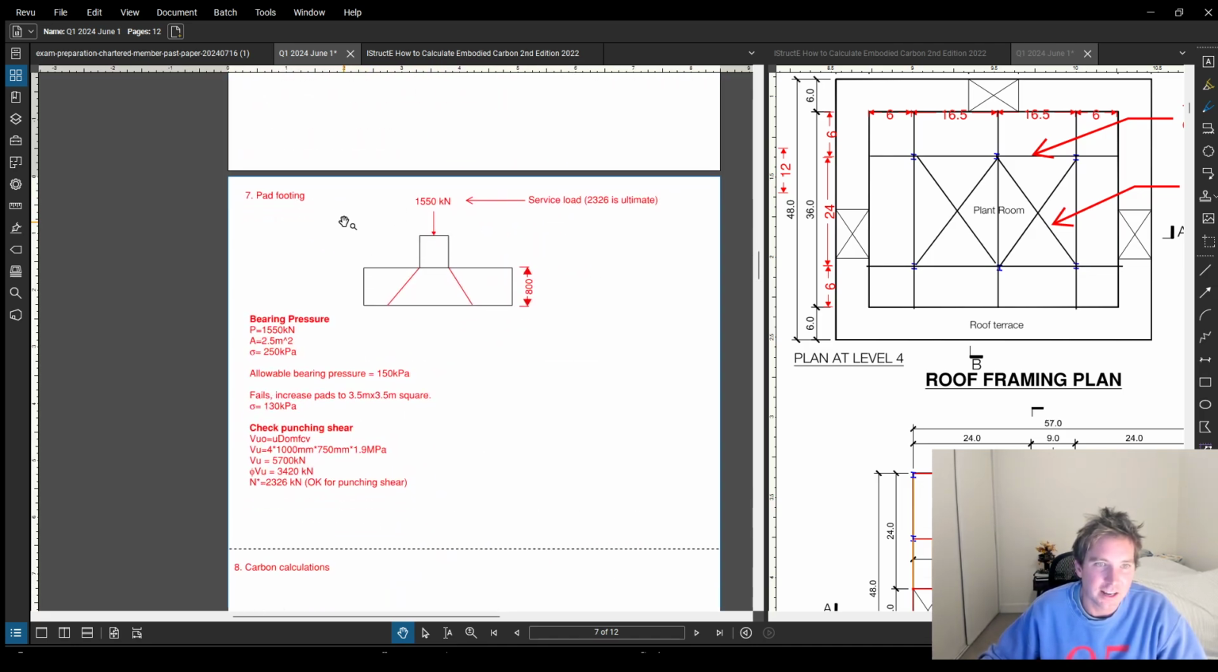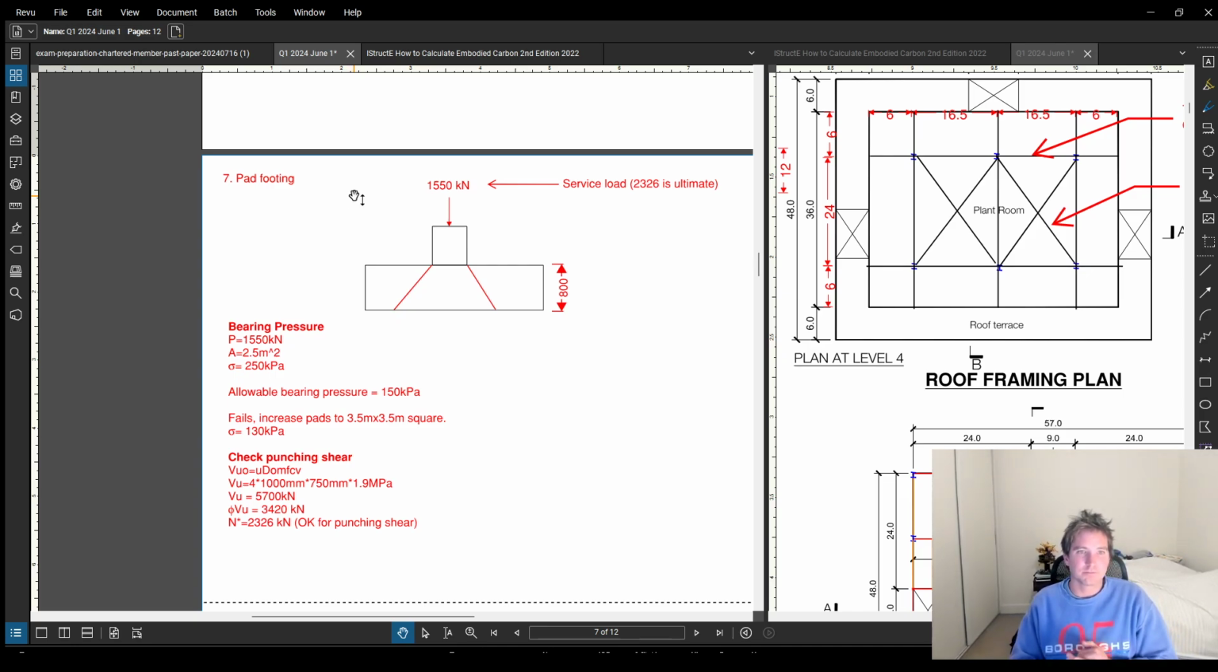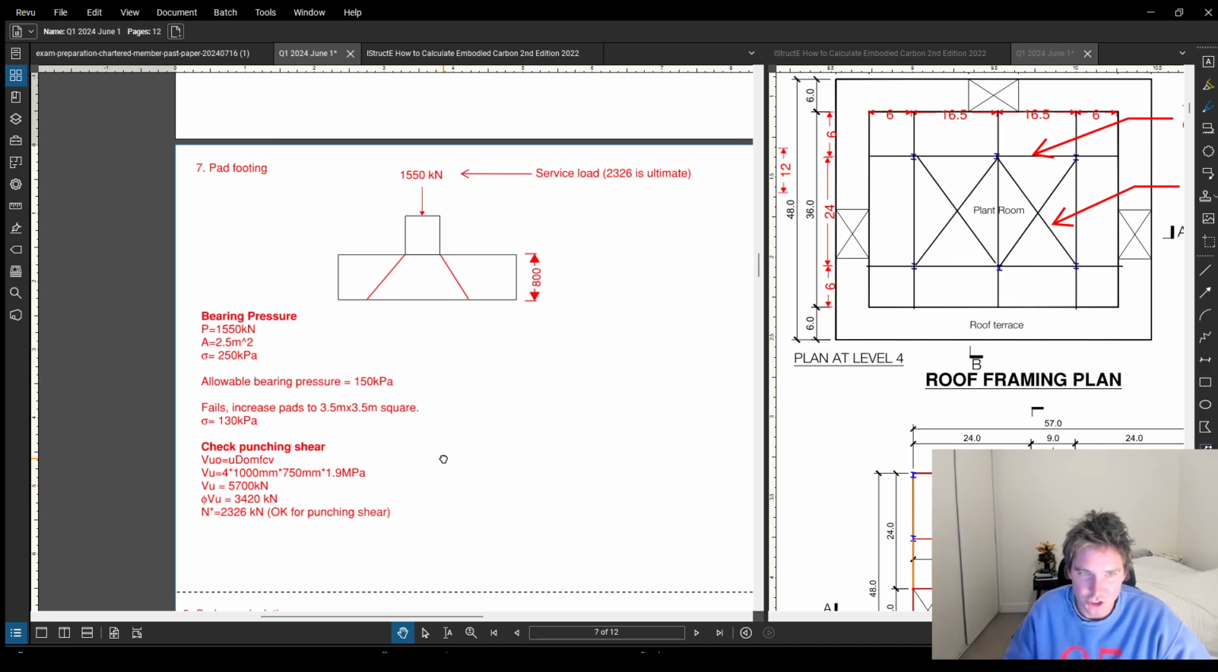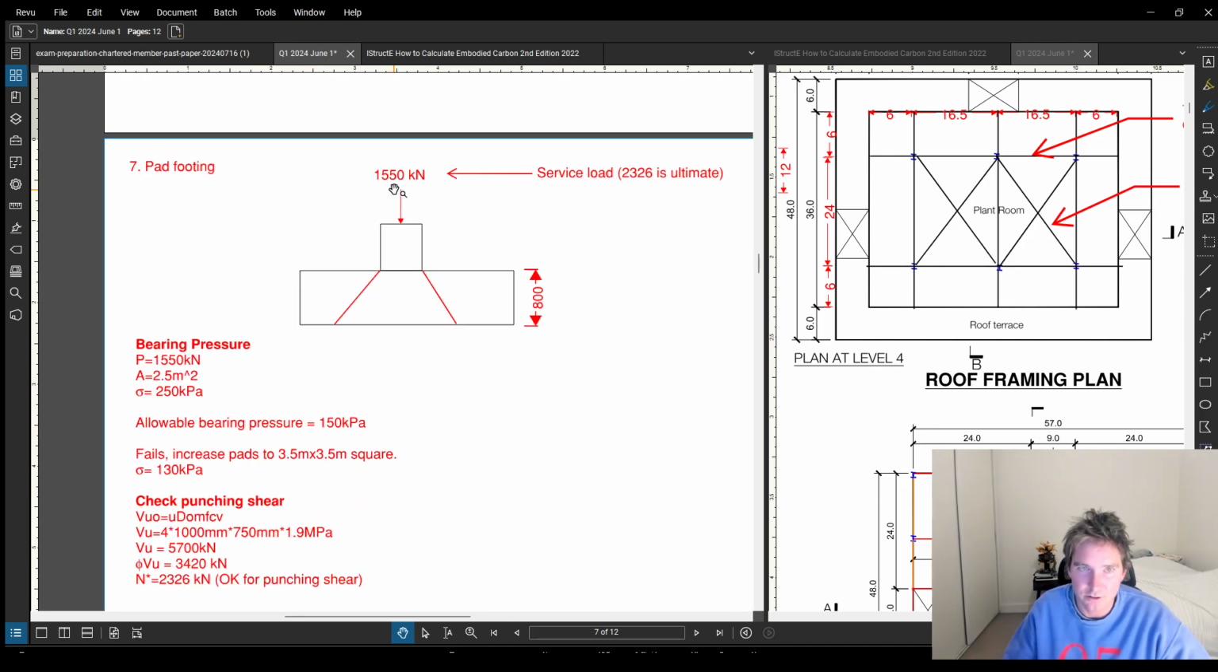Then I get into my footing calculations. With all of these calculations, I know there are more things to do, but I'm essentially trying to do the bare minimum to get it over the line. So in my opinion, for a footing that isn't subject to uplift, I'm looking at bearing pressure and punching shear. So that's what this calc here is.